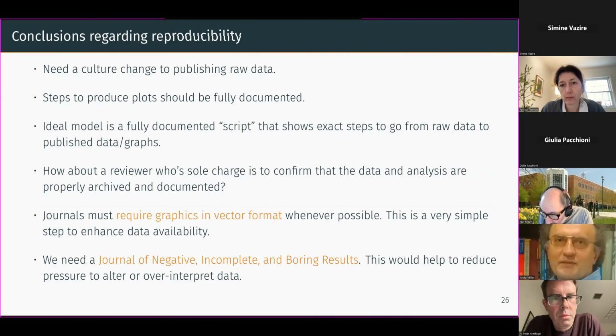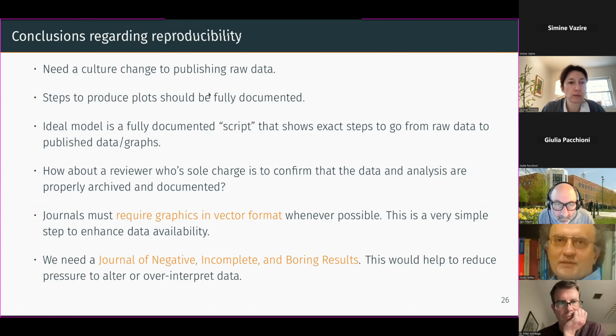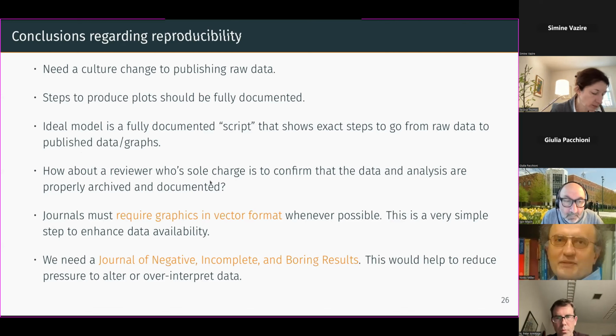So some last conclusions about reproducibility. I think we certainly need a culture change about publishing raw data. I'm not sure how to bring that about. The steps to produce the plots should be fully documented, ideally in some kind of script, Python or MATLAB, that takes you exactly from the raw data to whatever published data or graphs you have. And then one idea would be to have a reviewer whose sole charge is just to confirm that the data and analysis are properly archived and documented, without really assessing their validity.